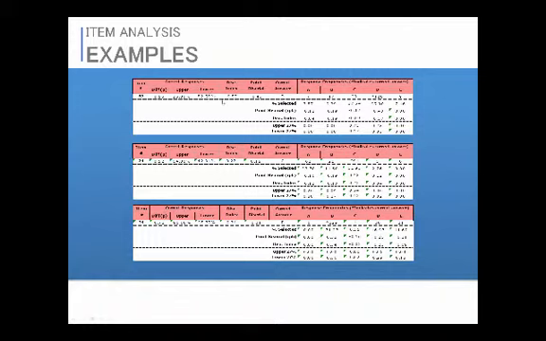I would never keep something with this negative an index in the exam. So this is something that either needs to be fixed at the item level going forward, or, again, it could be something on the teaching side with the content. Last couple of examples here.